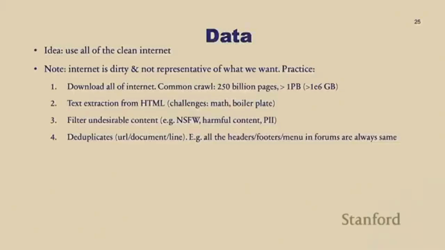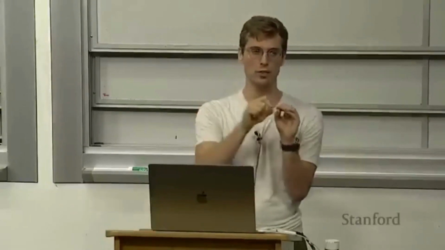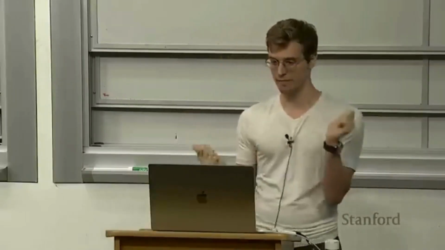As I said, you might have things like headers and footers in forums that are always the same. You want to remove that. Another thing that you might have is a lot of URLs that are different but actually show the same website. And you might also have a lot of paragraphs that come from common books that are basically duplicated 1,000 times or 10,000 times on the internet. So you have to deduplicate. Also very challenging because you have to do that at scale.